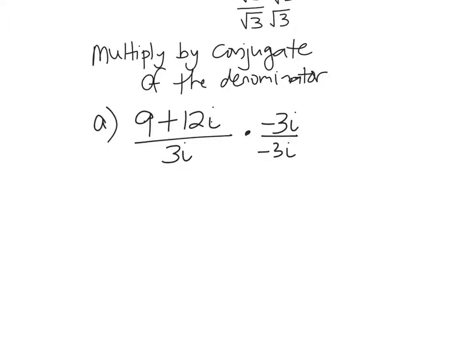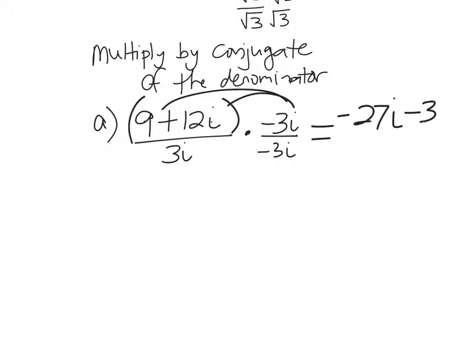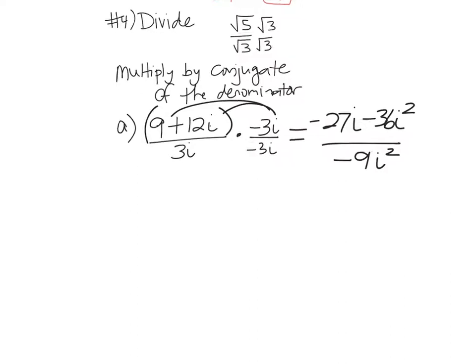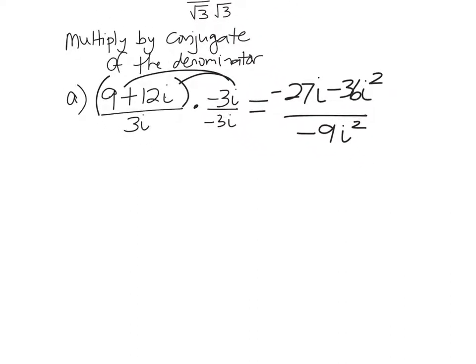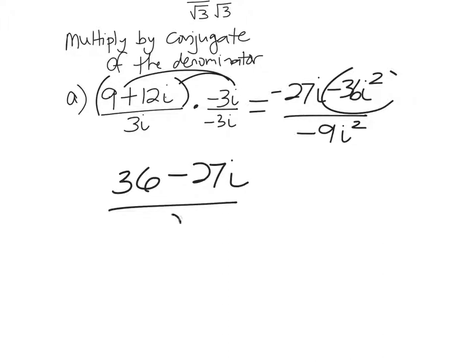All right, so let's go ahead and multiply. We're going to multiply the numerator. When we do that, we need to distribute and get negative 27i minus 36i squared. And in the denominator, I get negative 9i squared. And there are other ways to do this. Bobby's right, I didn't need to multiply by 3, but that's okay. I just wanted to show you that you can do this every time. All right, so up top I get positive 36 minus 27i. And on the bottom, I get positive 9.